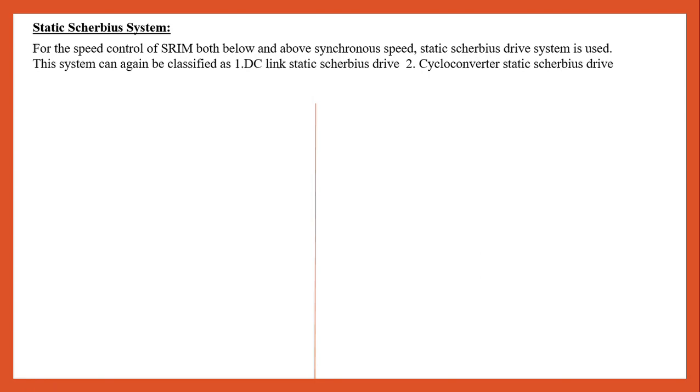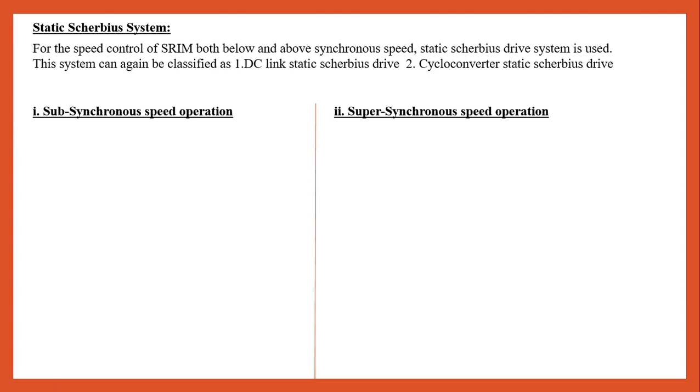Static Scherbius system. For the speed control of a slip ring induction motor, both below and above synchronous speed, the static Scherbius drive system is used. The system can again be classified as DC link static Scherbius drive and cycloconverter static Scherbius drive. Let us take the first one, DC link static Scherbius drive. It is further classified into two. First, subsynchronous speed operation. Next, supersynchronous speed operation.